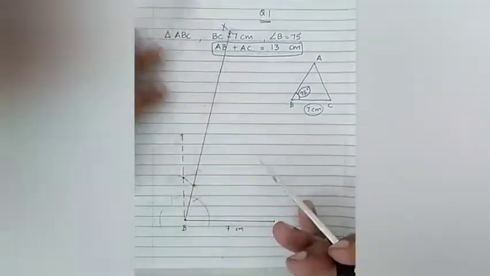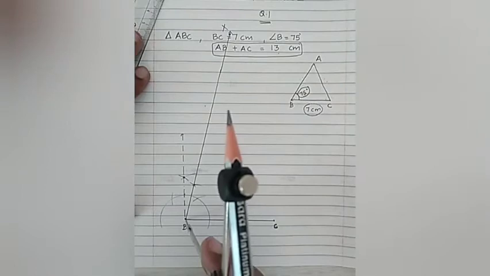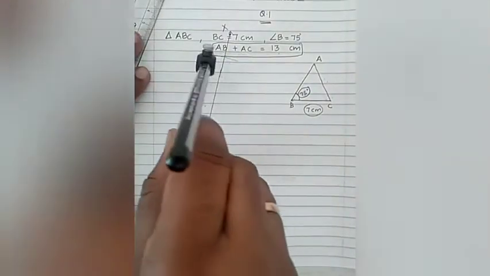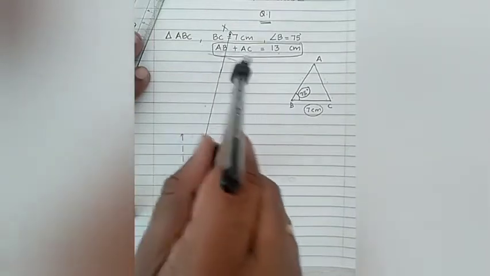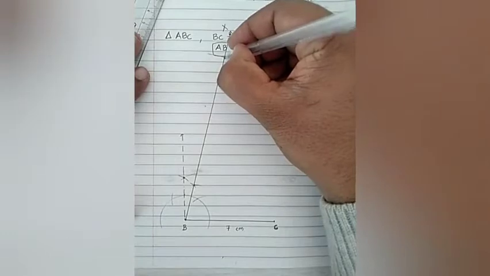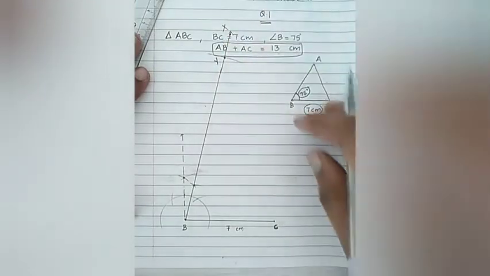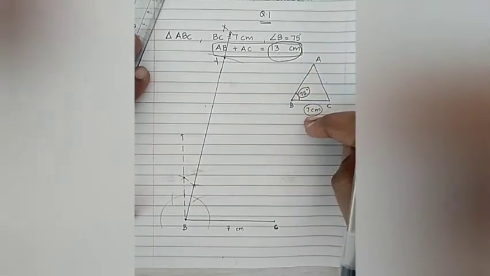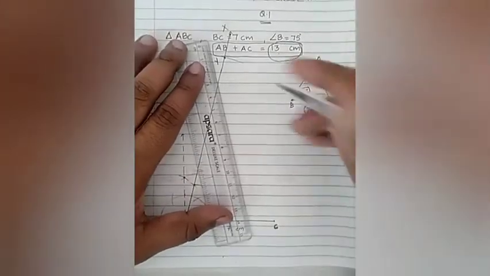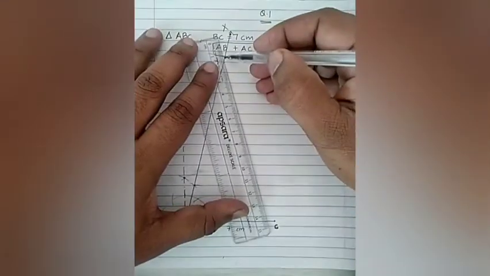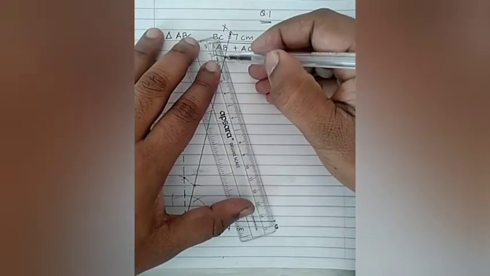So from the point B on the ray BX, I'll make an arc which is equal to 13 centimeter. Now, if you want, we can name this point Y. So we have used this measurement also. Now, the next step, I'll join this point Y, at the end of the arc of length 13 centimeter from point B, to point C.